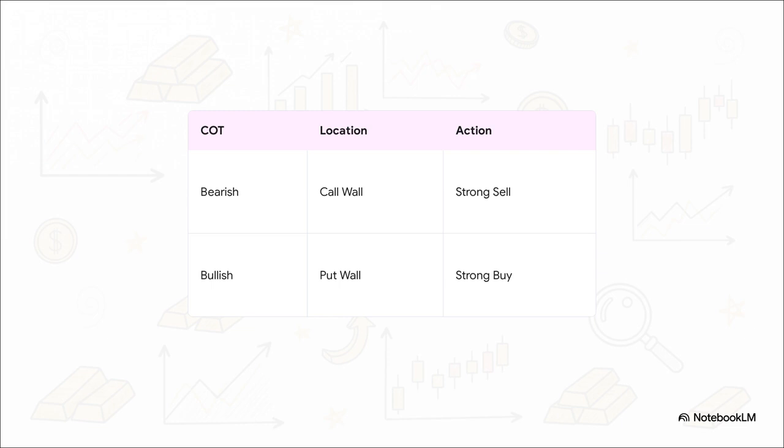Think about it. If your COT data is screaming bearish and the price of gold is right up against a massive red call wall, that is a strong sell. It's the perfect storm for a high-probability trade. You've got the macroeconomic wind at your back and a concrete ceiling right above your head.